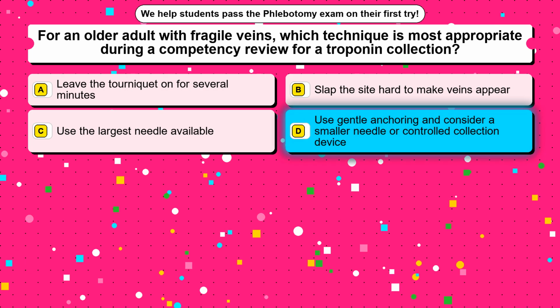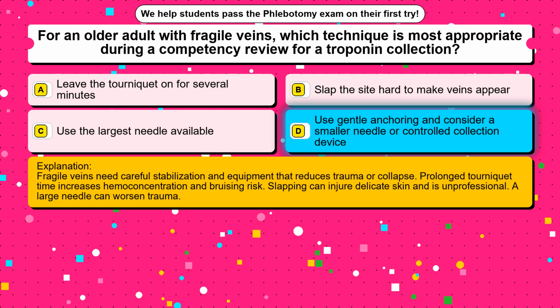The correct answer is option D. Use gentle anchoring and consider a smaller needle or controlled collection device. Fragile veins need careful stabilization and equipment that reduces trauma or collapse. Prolonged tourniquet time increases hemoconcentration and bruising risk. Slapping can injure delicate skin and is unprofessional. A large needle can worsen trauma.